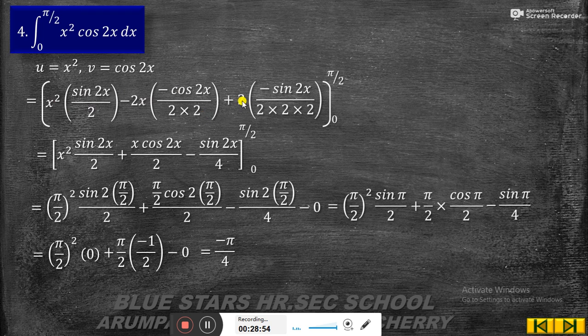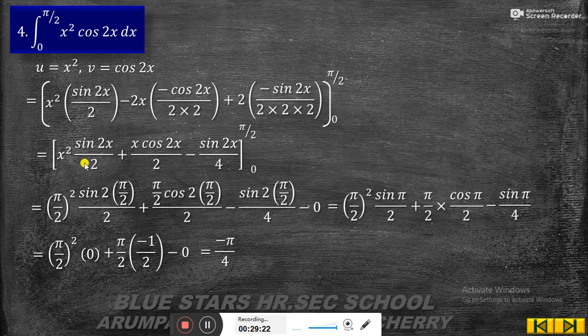Next plus, the differentiation of 2x is 2, into again integrating this: minus of the integration of cos, which means minus sin 2x by 2 into 2. Next, differentiating the 2, the differentiation of 2 is 0. So the next step: x square sin 2x by 2, minus into minus plus, 2 cancelled, plus x cos 2x by 2, minus 2 minus 2 cancelled, minus sin 2x by 4, from 0 to pi by 2.